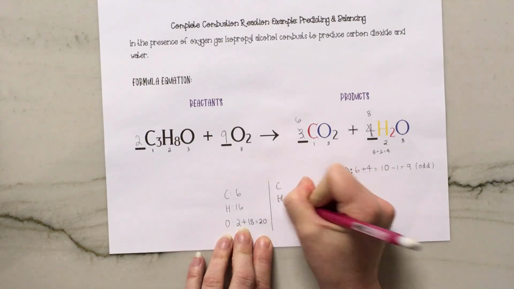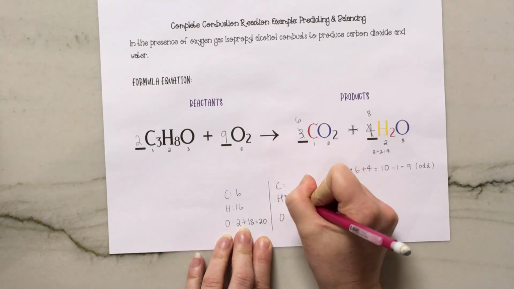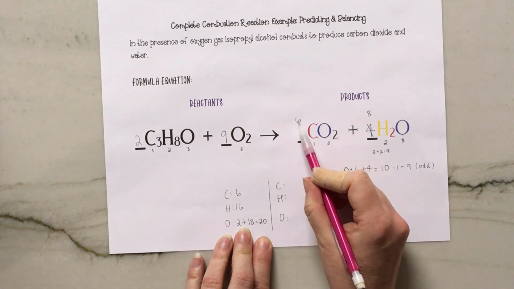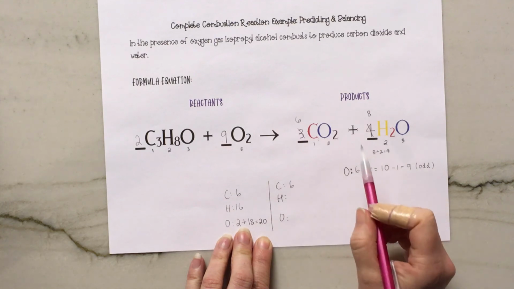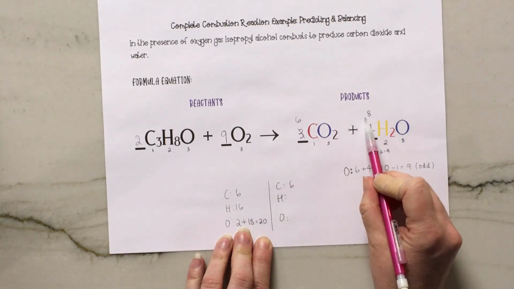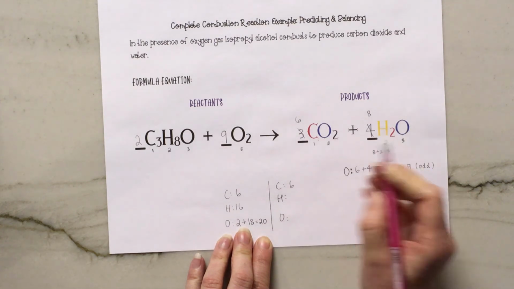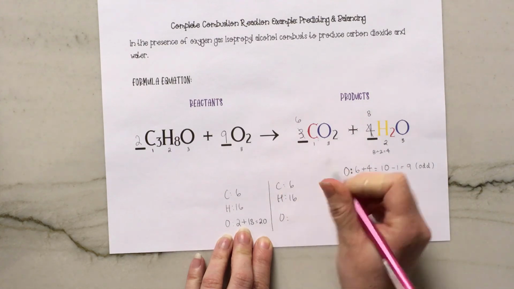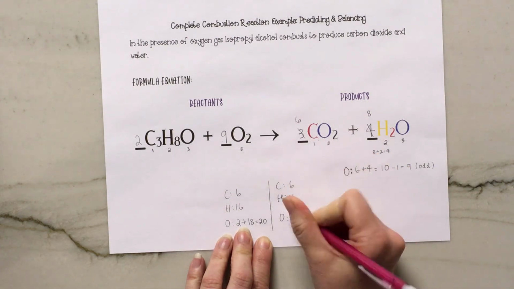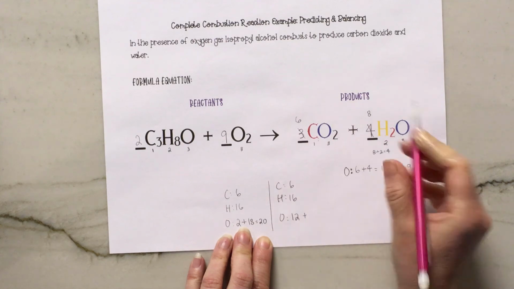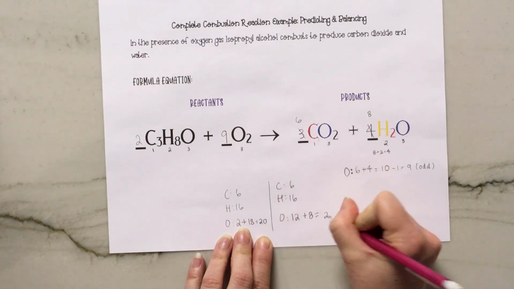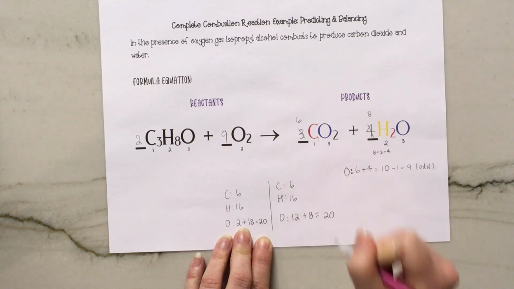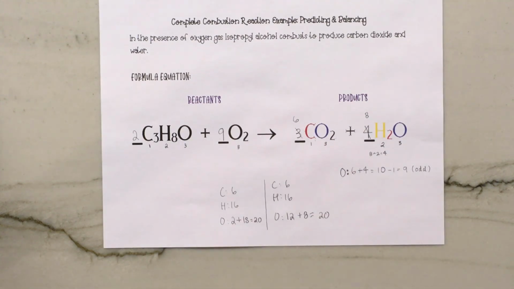So carbon, hydrogens, and oxygens. Do the same thing here. So 6 times 1 is 6. Our hydrogens, we have 8 times 2 is 16. And our oxygens, we have 6 times 2 is 12, plus 8 times 1 is 8, and 12 plus 8 is 20. So we are indeed balanced.